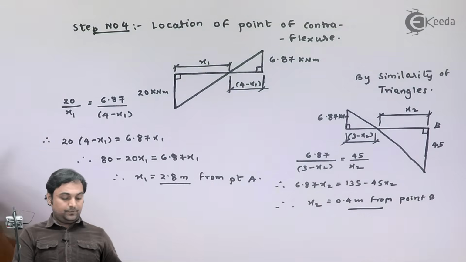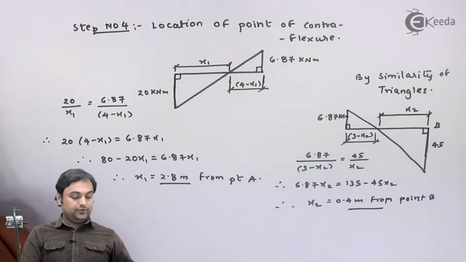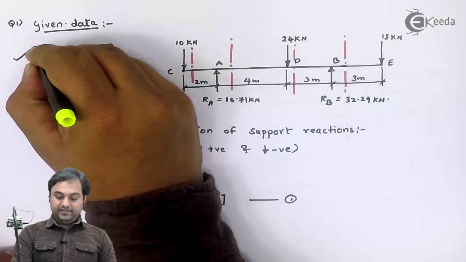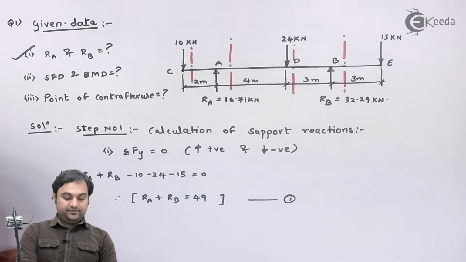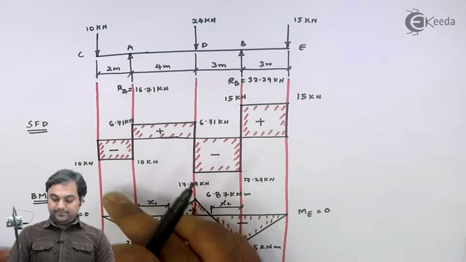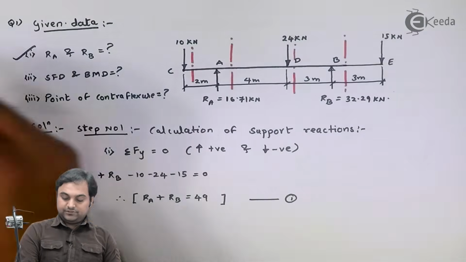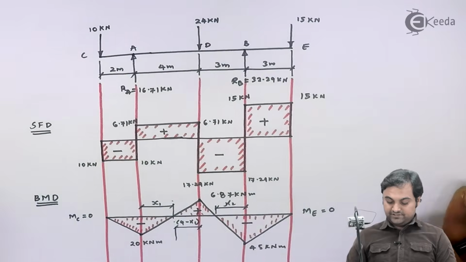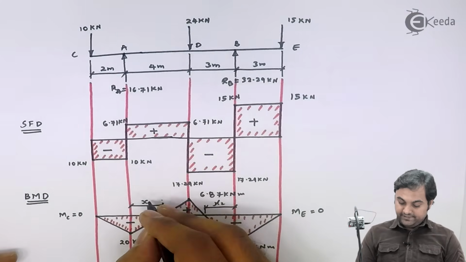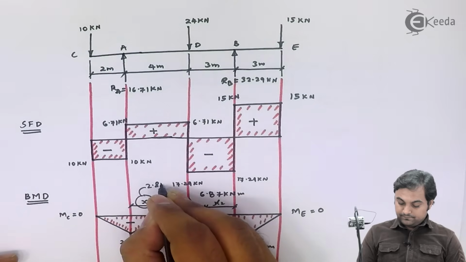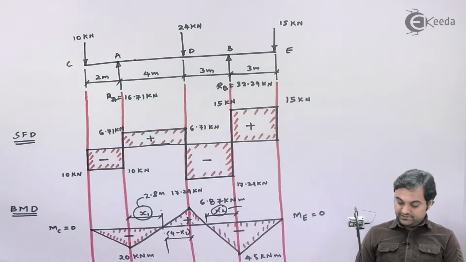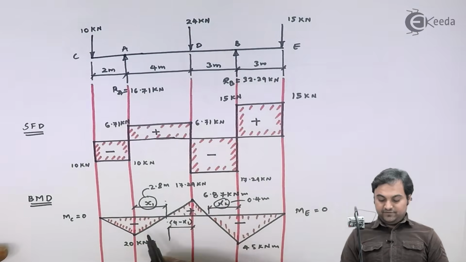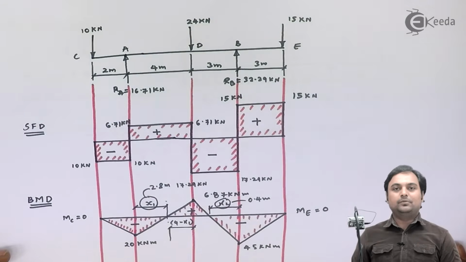So as we can see in this problem, we had solved all 3 questions which they were asking. The first one, reaction at A, reaction at B, we have already calculated. SFD and BMD, we have completed the shear force diagram, bending moment diagram, and the last part was point of contraflexure. So here we have located the point of contraflexure x1, the distance is 2.8 meters, and x2, the distance is 0.4 meters. And once we have located the point of contraflexure, we can say that the problem is completed.